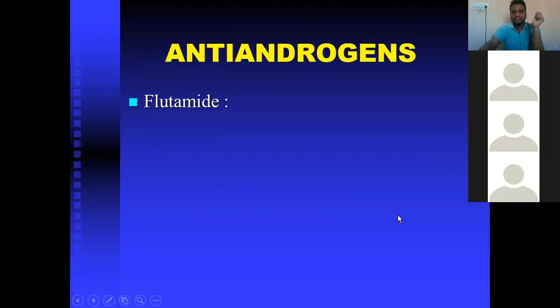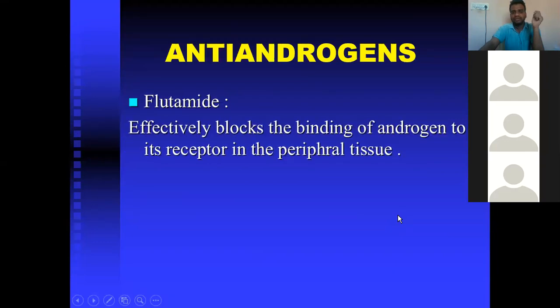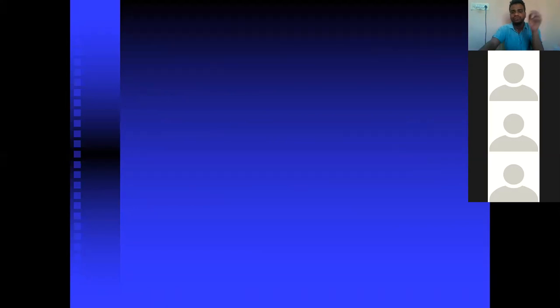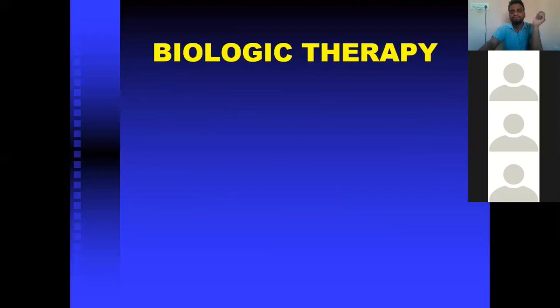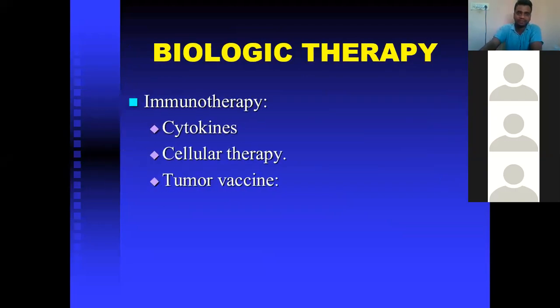Anti-androgens, like flutamide, effectively block the binding of androgen to its receptor in peripheral tissue. It is used for the treatment of disseminated prostate cancer. Now, this is something again in a booming field in cancer therapy: biologic therapy, or immunotherapy.